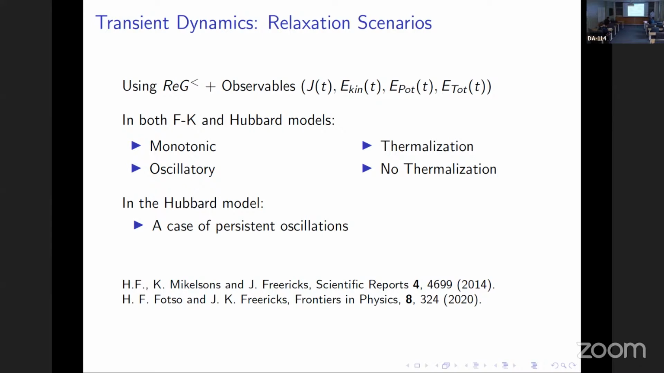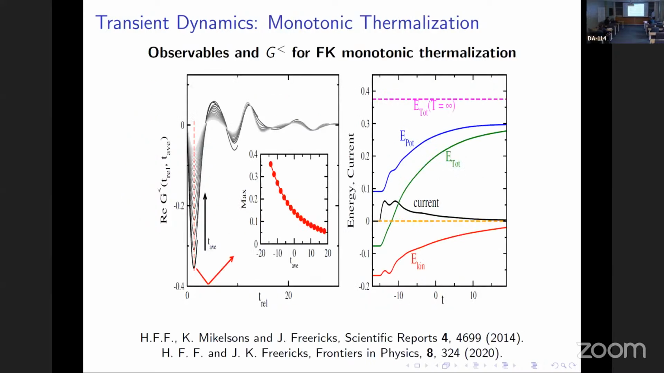You will also have scenarios where these two behaviors are oscillatory. And how exactly do we classify this? Here's an example. For the case of the monotonic thermalization, like I said, the real part of the lesser Green's function for a thermal state should be 0. Here we see that it decays monotonically towards 0, as captured by this maximum that decays monotonically. We look at the different observables. Here's the infinite temperature total energy. And what you will see is that you gradually monotonically increase towards it. The current itself is going to be monotonically going to 0. So this is just a snapshot of the analysis that goes into categorizing these different relaxation scenarios.